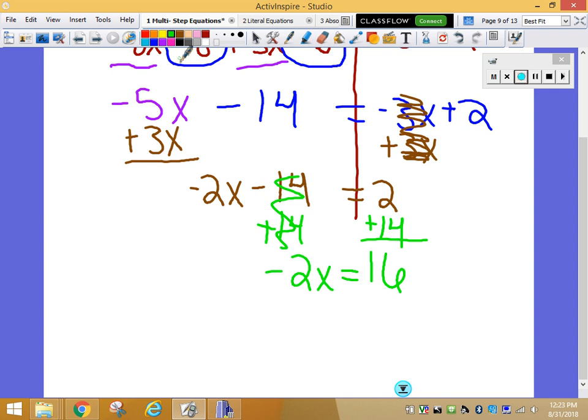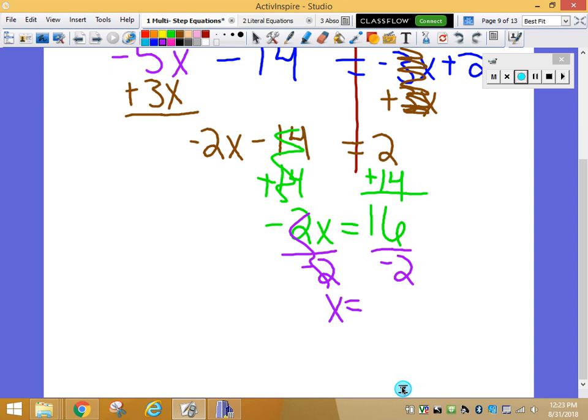Step 4 is to divide. So I'm going to divide by negative 2, divide by negative 2. 16 divided by negative 2 is negative 8. So even though this problem looked really gross, if you just do your 4 steps, you will get the right answer, and it's really not too bad.